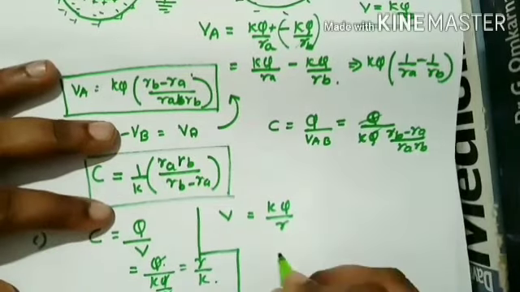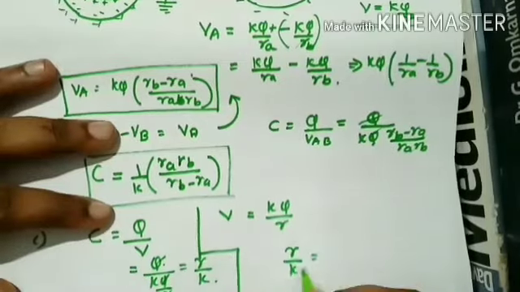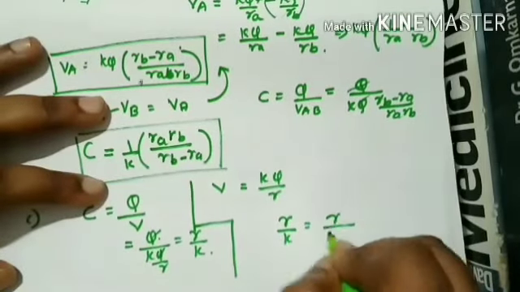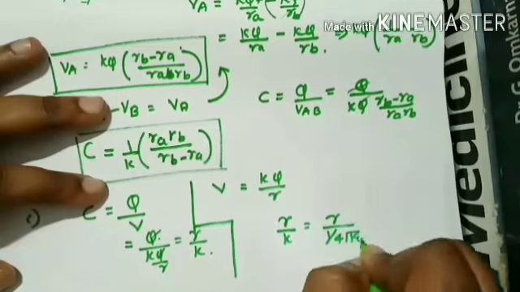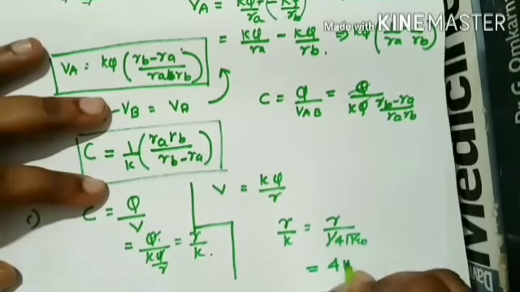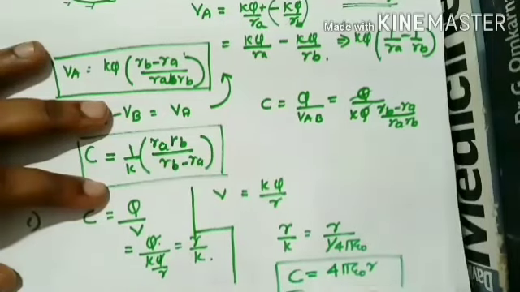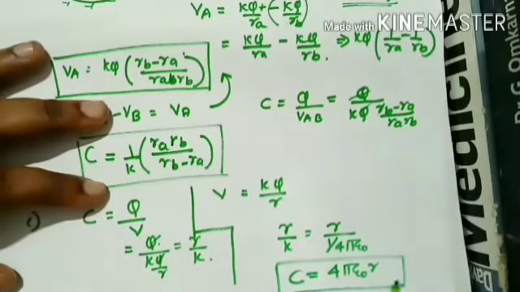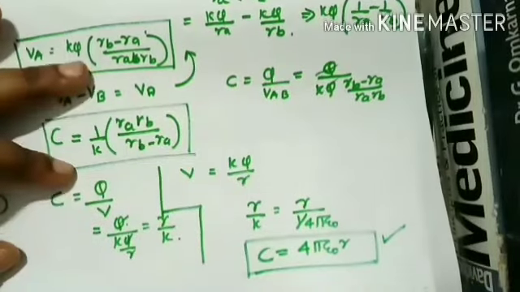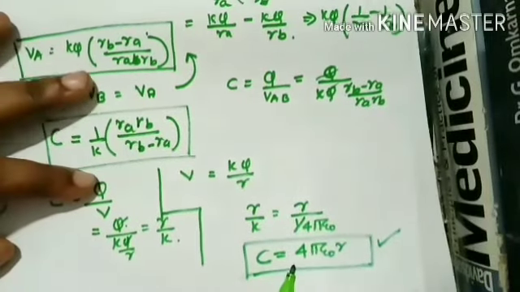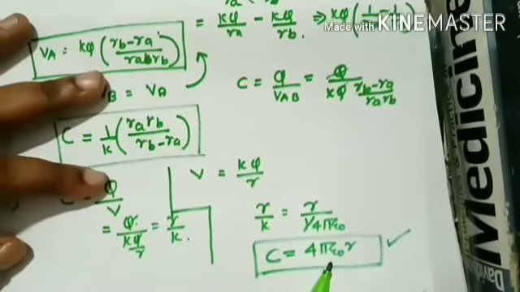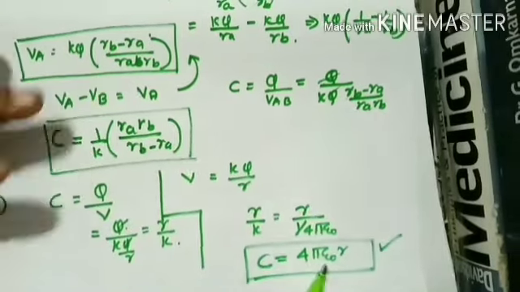So what is R by K? K is 1 by 4 pi epsilon naught, so R by K is 4 pi epsilon naught R. So this is the capacitance of an isolated sphere. This equation you have to learn by heart. That is the capacitance of an isolated sphere. Clear? Let's move on to the next problem.